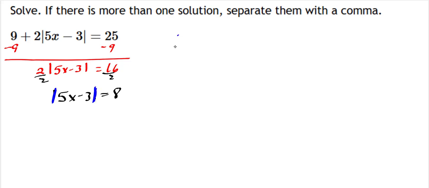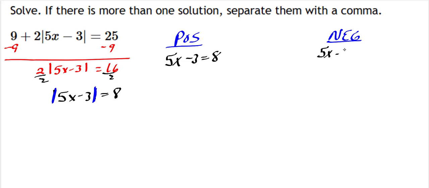So we're going to write a positive equation and we're going to write a negative equation. Okay, the positive equation is exactly what is there. Okay, the negative equation is exactly the absolute value, but the right side of the equation, we're just going to multiply it by negative 1. So 8 times negative 1 gives me negative 8. So that's how you get your two equations.